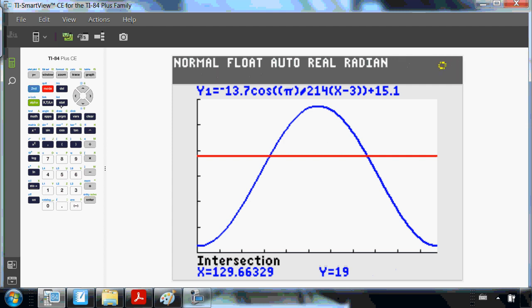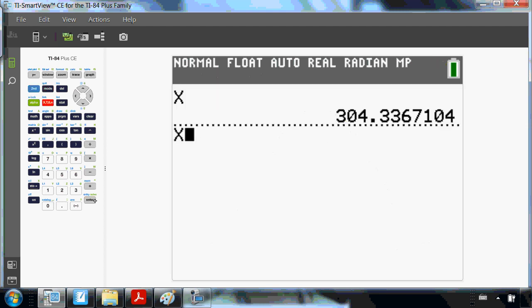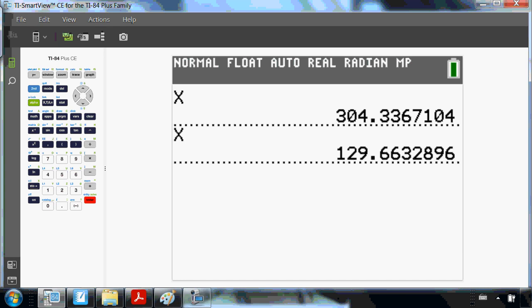So I go out to my main screen, hit X to pull up that one, and now I just want to know the distance between the 2. So all I do is I subtract. So I'll go up here and grab this one, press enter, and then subtract, go up here and grab this one and press enter.